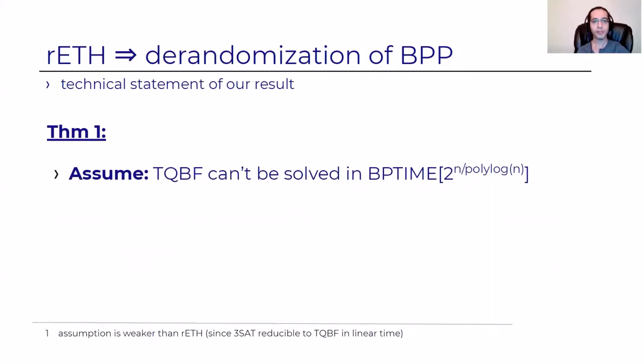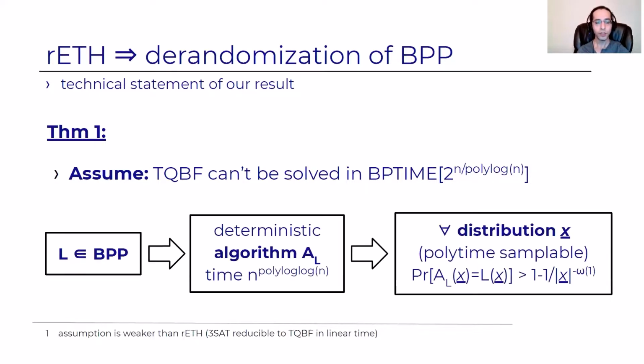And now it's time to formally state our result. So we assume indeed that TQBF cannot be solved in probabilistic time 2 to the n over polylog n. And I want to note that this assumption is weaker than RETH. If we assume RETH, we do get this assumption. And this is because RETH asserts hardness for 3-SAT, and 3-SAT can be reduced to 2QBF in linear time. So under this assumption, and in particular under RETH, we conclude the following derandomization of BPP.